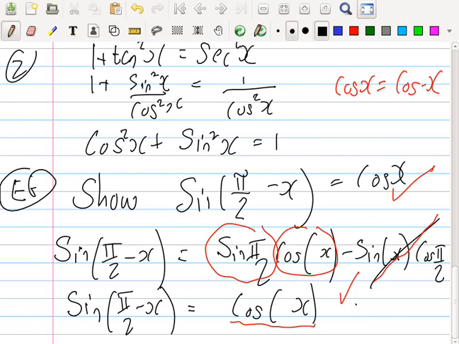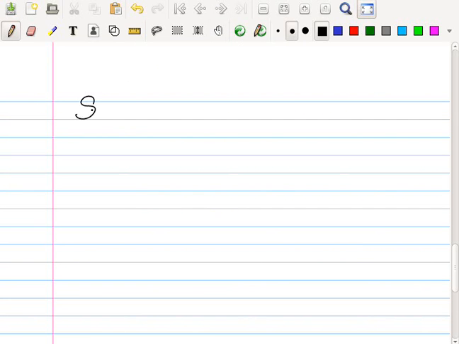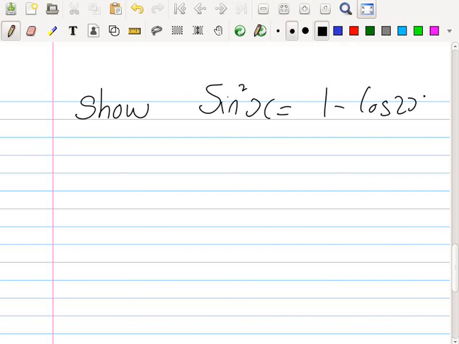I'll do one more now. Okay, so next one. Show that sine squared x is equal to 1 minus cos 2x over 2. So which is the easiest approach do you feel here? Go from sine to cos, cos to sine, or take both together? Cos to sine, I think.